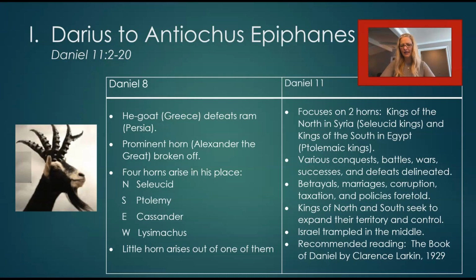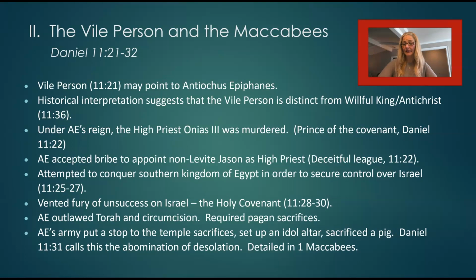Now, I highly recommend the book of Daniel by Clarence Larkin from 1929, where he goes verse by verse through Daniel 11 and matches it up with historical events. It's really quite fascinating. Now let's go ahead and look at the second main division in the overall outline of Daniel. This section spans from verse 21 to 32.